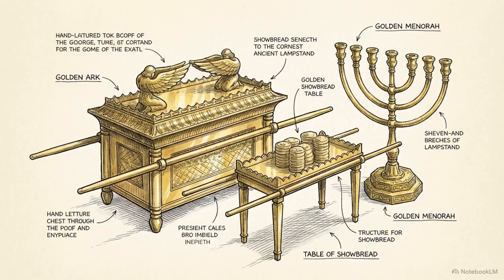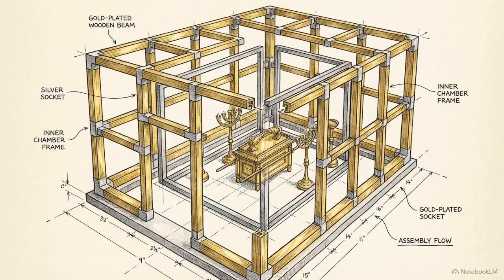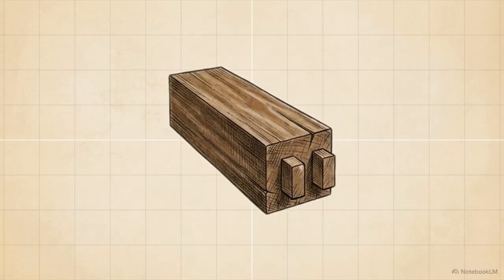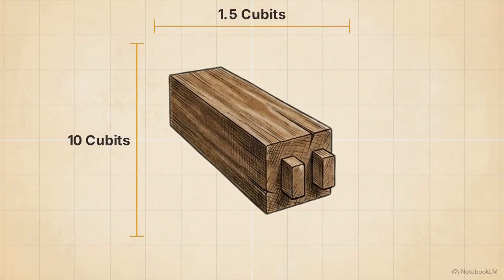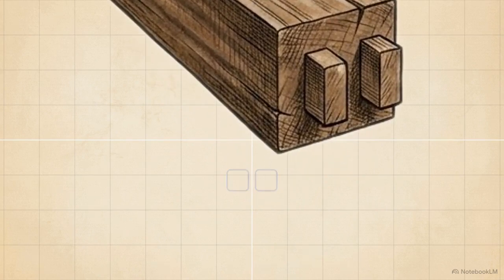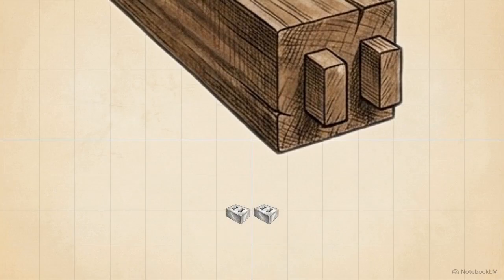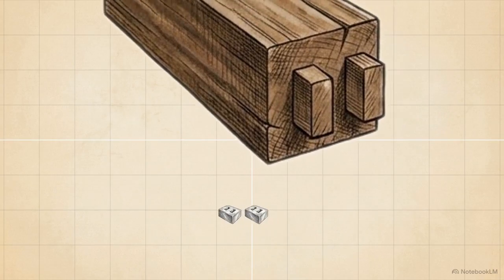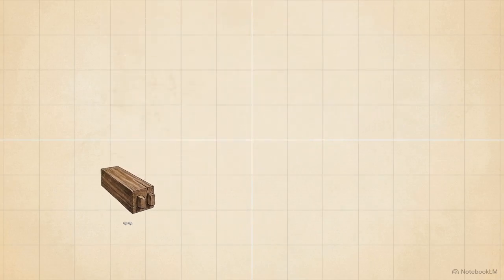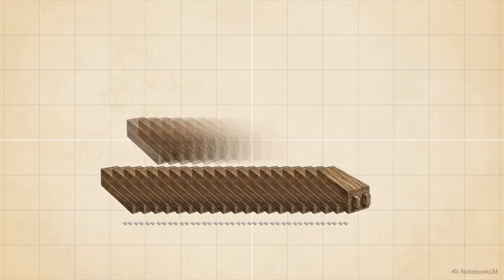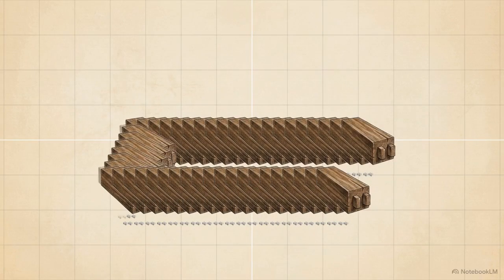With the interior artifacts defined, we need to construct the heavy skeletal housing required to protect them from the elements. This visual breaks down a single vertical wallboard. They are acacia wood beams standing 10 cubits high and 1.5 cubits wide. To anchor them, each board features a base joint mechanism of double tenons protruding from the bottom. These pegs drop into 2 silver sockets. The boards are then arrayed to form the perimeter walls: 20 boards on the south, 20 on the north, 6 on the west, plus 2 specialized corner reinforcements.